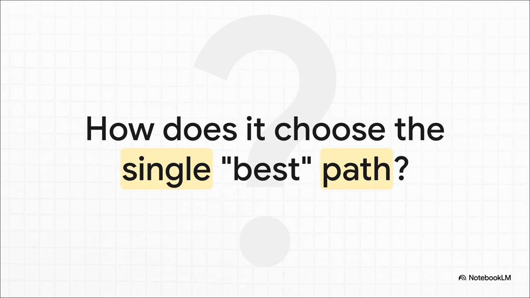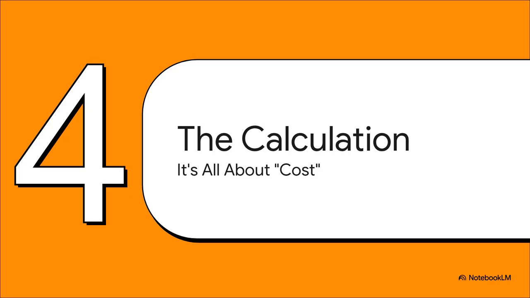Should it use this index, or maybe that one? Or just read the whole table? Should it join table A to B first or B to A? With all those options, how on earth does it pick just one and call it the best? Well, it doesn't guess. And it doesn't have a favorite route. It makes its decision based on cold, hard math.